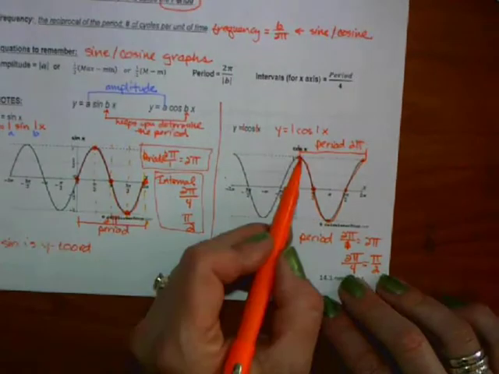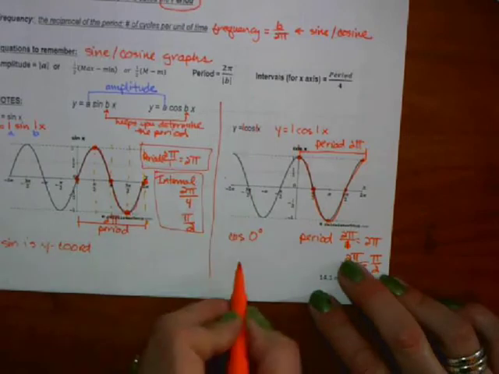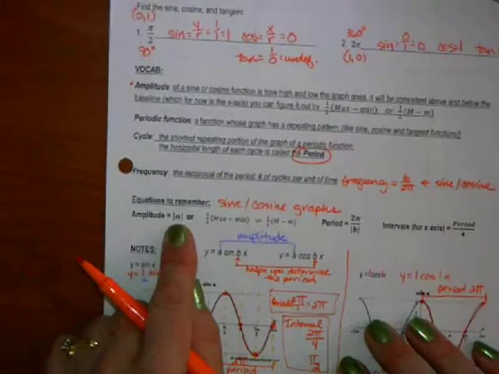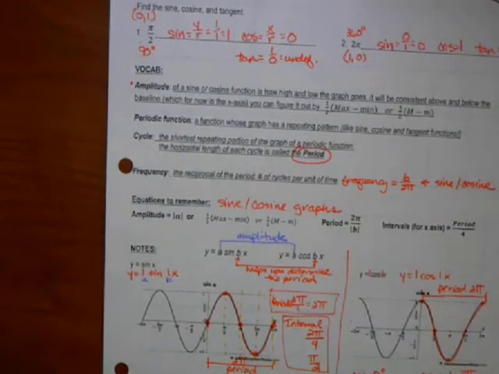The amplitude here, you notice, is 1. And it's not always going to be 1. It's just going to be whatever the absolute value of A is. That's going to be your amplitude for your graph. So let's just kind of turn this over and practice some of this. All right, we'll look at tangent in a minute.